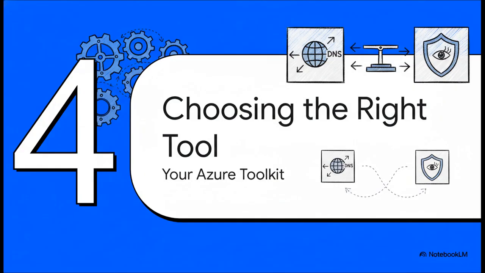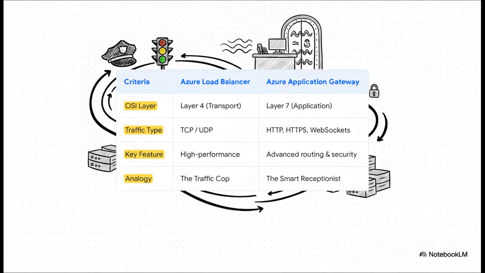And that brings us to our final section, choosing the right tool. We've filled our toolkit now. We've got DNS for naming things, the load balancer for basic traffic control, and the application gateway for real intelligence. Now, let's make it crystal clear which one you should grab and when. Here it is, your ultimate cheat sheet. If you're just dealing with raw network traffic, TCP or UDP, and you need speed and efficiency, grab the load balancer. It's your traffic cop.